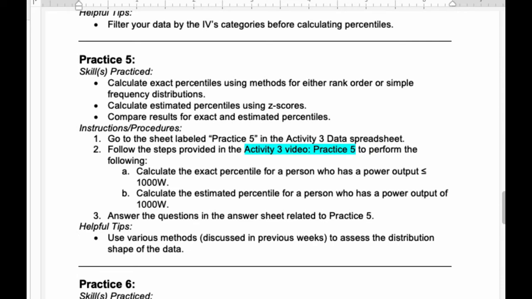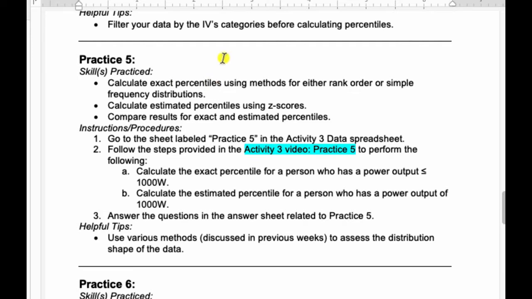In this video, we will be reviewing the instructions for practice 5, which will be to calculate both exact and estimated percentiles, and then compare how these are different, because we know that there are differences based on distribution shape, right? So when we estimate a percentile, z-scores are based off of a normal distribution, versus exact percentiles, we just want to know where someone or where a certain value might lie just based on the data that we've collected. So there will be discrepancies that you might see between exact and estimated percentiles.